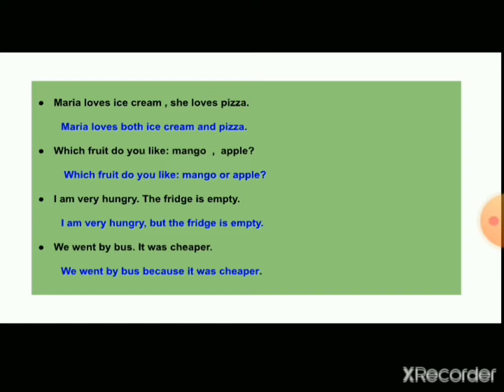Then the fourth one, we went by bus. It was cheaper. Why are they going by the bus? They are telling one reason. So, we went by bus because it was cheaper. For telling a reason, you need to write the word because.